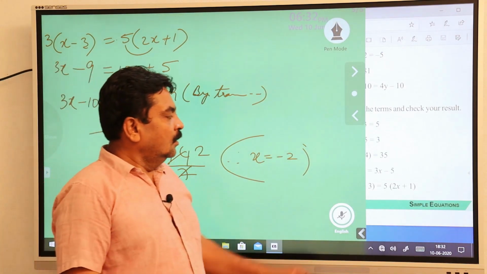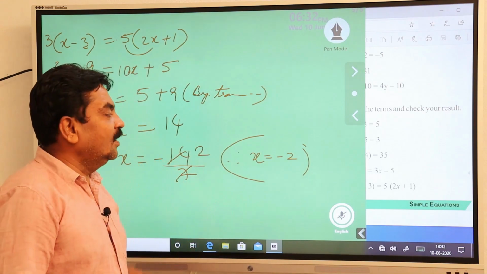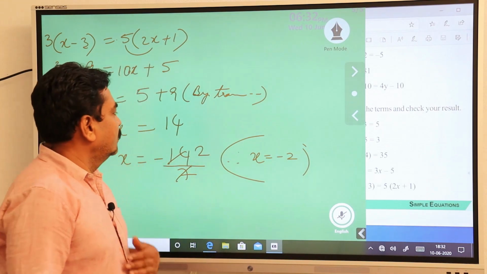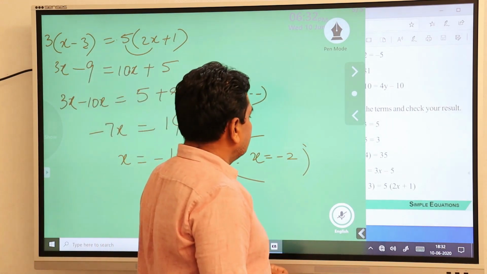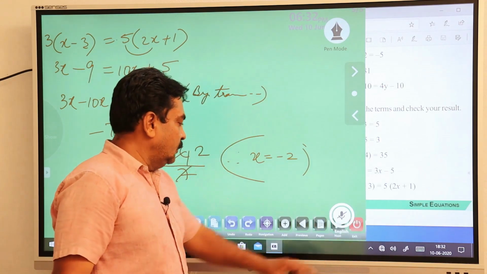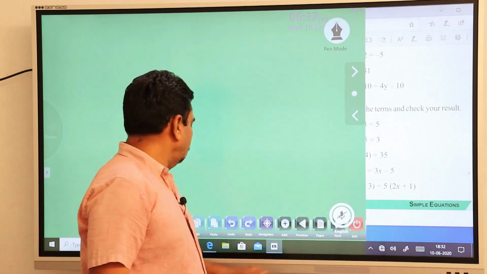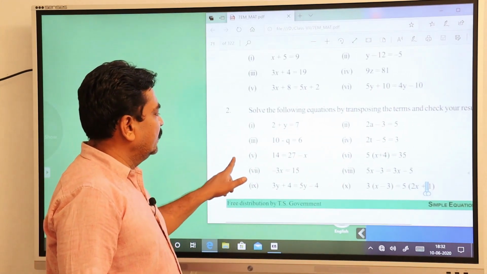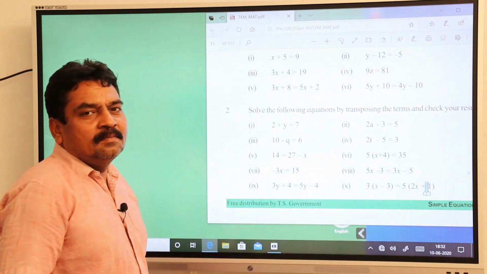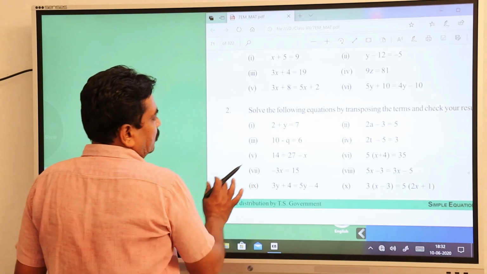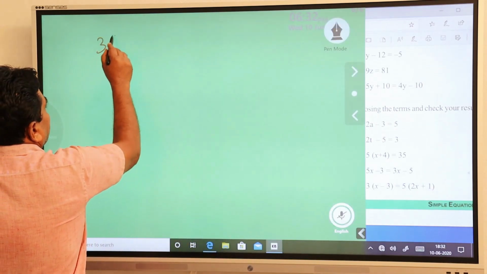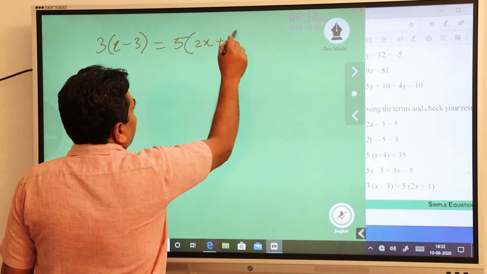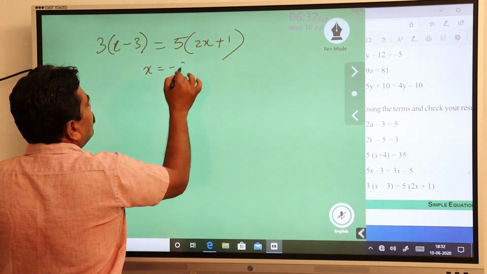We'll check it now. We'll copy again the same question, and wherever x is there, you substitute the value x is equal to minus 2 and then find whether LHS is equal to RHS or not. What is the question? I'll repeat the question. The question is 3 into x minus 3 is equal to 5 into 2x plus 1. We got the answer that x is equal to minus 2.